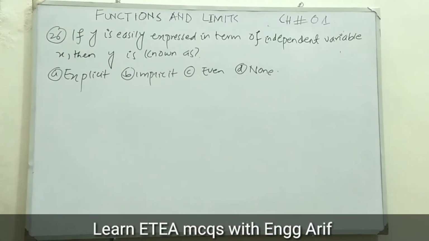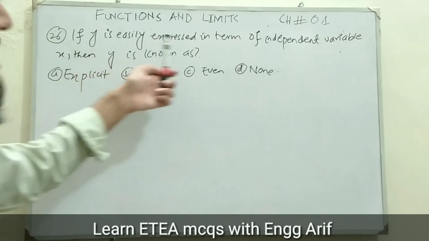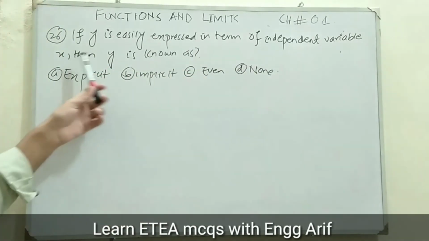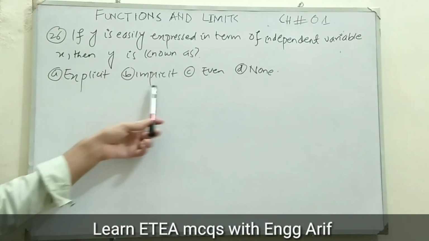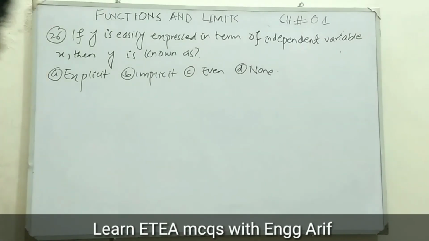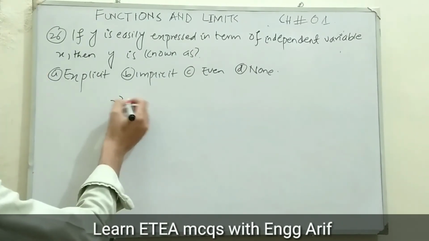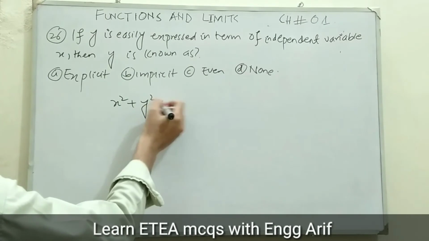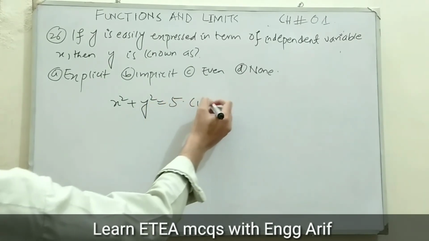Now move toward MCQ number 26. It asks: if y is easily expressed in terms of the independent variable x, then y will be called an explicit function, implicit function, or none. Remember, when the variable is on one side, just like x square plus y square is equal to pi, this type of function is called an implicit function.